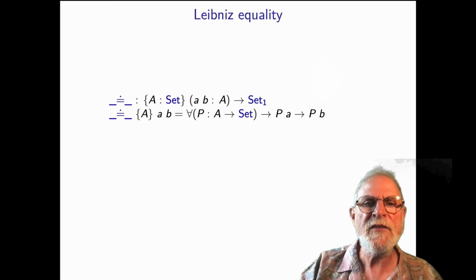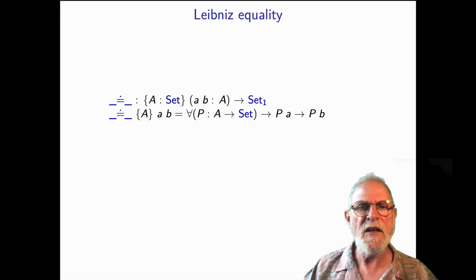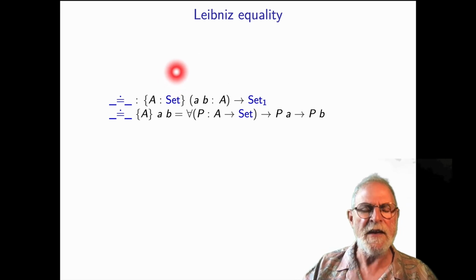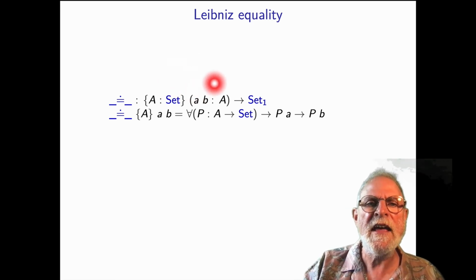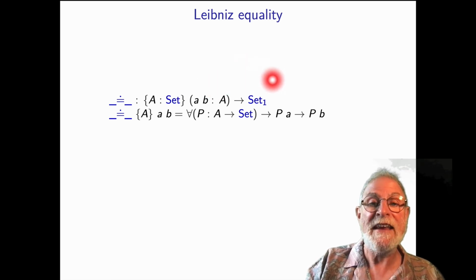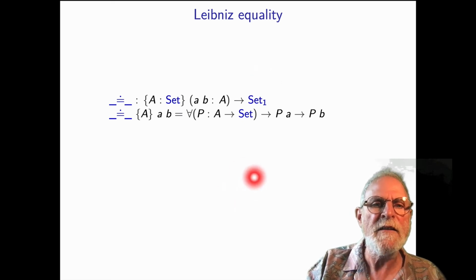So let's actually look at Leibniz equality. So here's the definition. So this says, let big A be a type. Type is written Set in Agda. And let little a and little b be values of type A. And then we're going to return another type. This type contains Set, so it has to be in Set 1. And how is this defined?